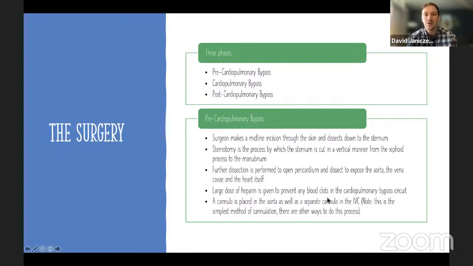as well as usually a separate cannula in the IVC. This is the most basic setup. There's different ways to do it as well. But this is, for the most part, the most common and basic way to do it.